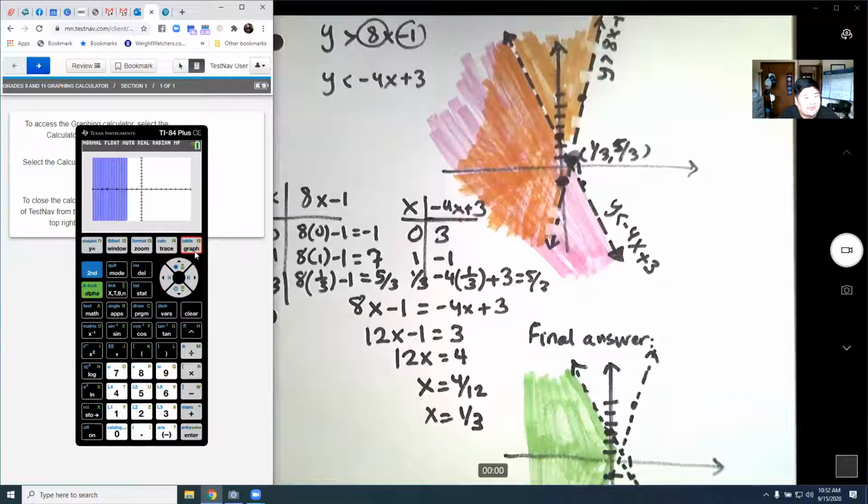And then I'll graph this, and you can see that this is the area where the shading overlaps, so that was my solution, all right? So it might help to know how to draw this by hand, but at least the calculator can verify that you've shaded these regions correctly.